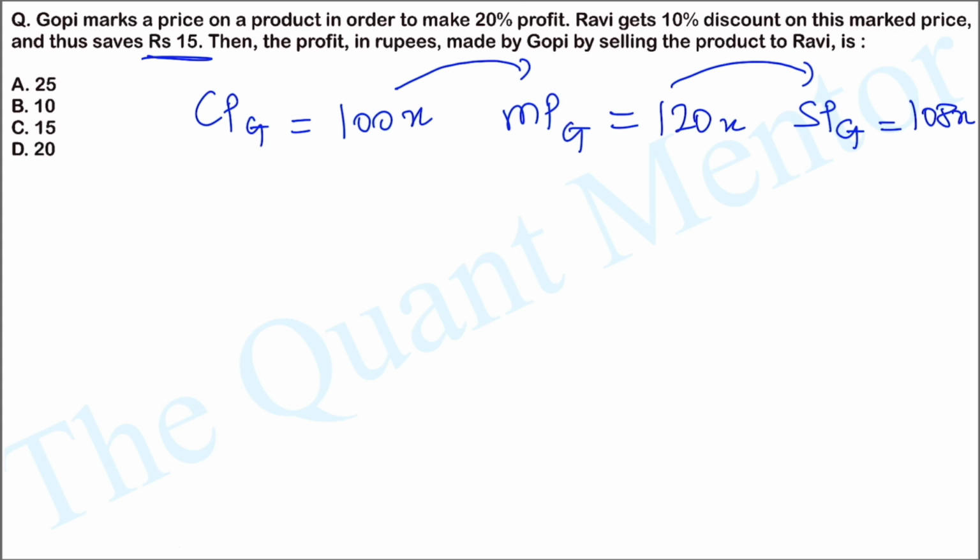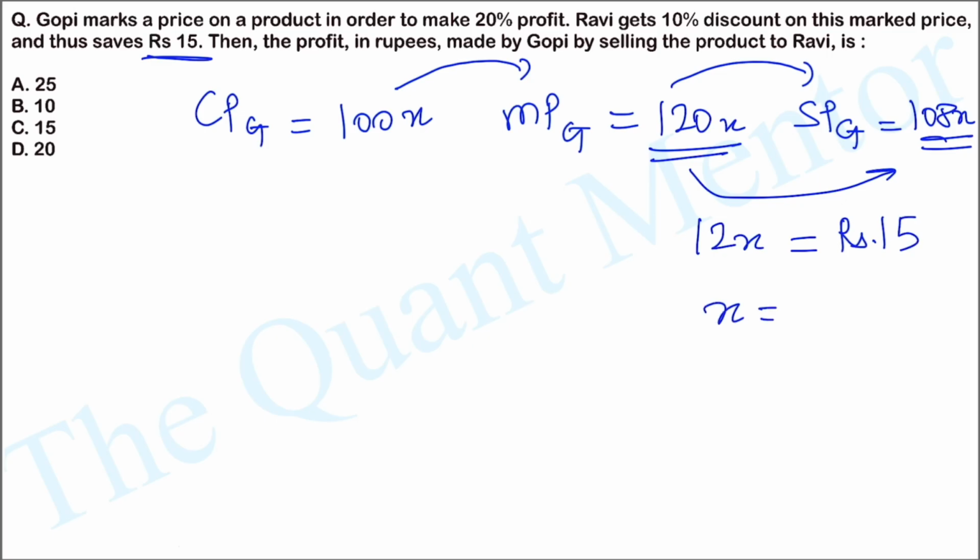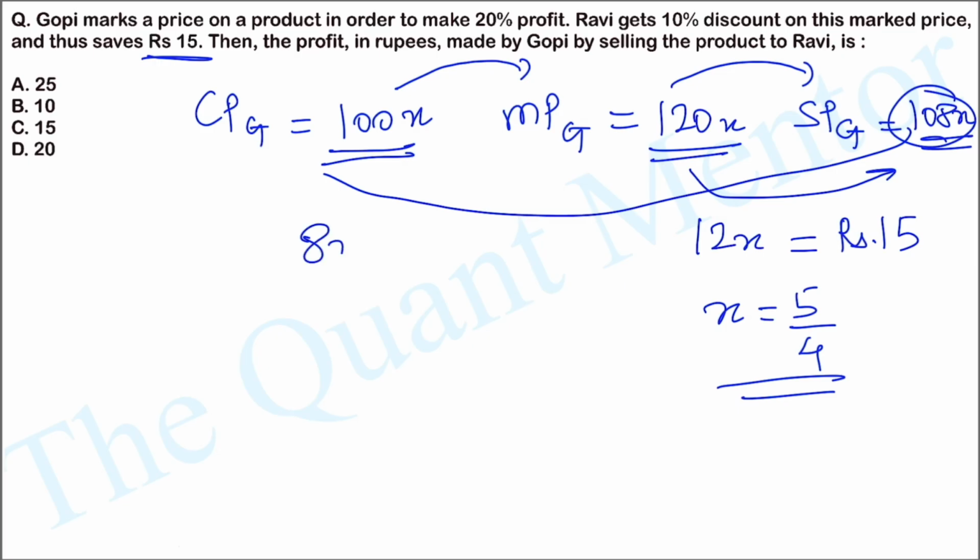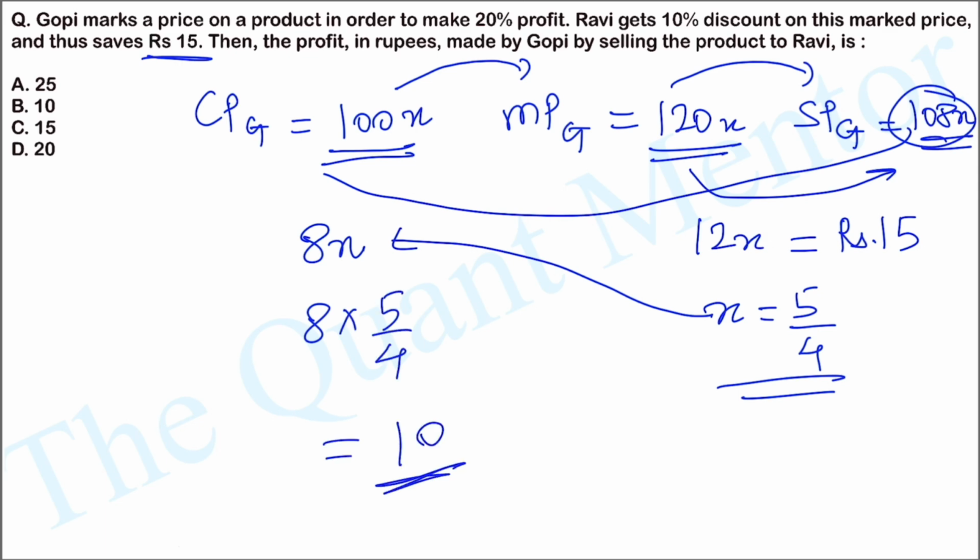That means Ravi had to pay 120x minus 108x lesser. 120 minus 108 is 12x lesser. This has been given as rupees 15 in the question. So from here we get x is equal to 15 upon 12, 5 by 4. The question is the profit made by Gopi. Gopi's cost price would be 100x and selling price is 108x. So we can say that the profit made is 8x. If x is 5 by 4, the profit 8x will be 8 into 5 by 4 or 10 rupees. The B option. Very simple question.